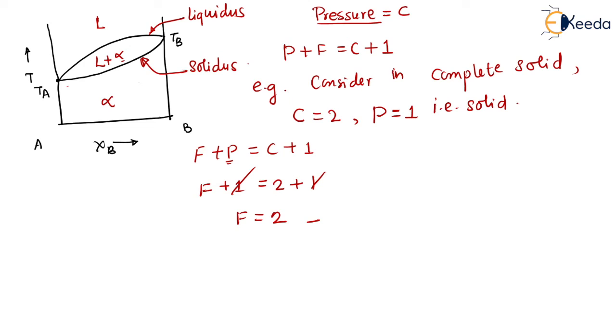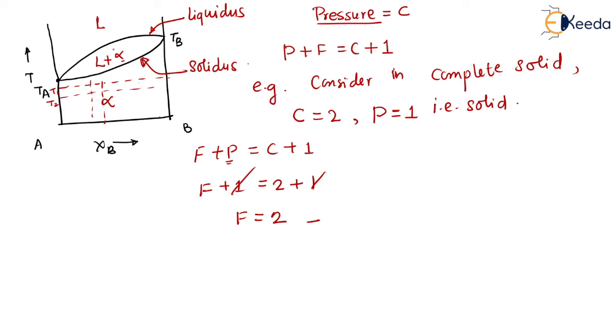This degree of freedom equal to 2 means that both the temperature and composition of the phase can be independently varied within the limit. See here, within this limit both temperature and composition can be varied. Say at temperature T1 you are still in the solid, say this is temperature T2, again you are in the solid. So that is the degree of freedom 2.